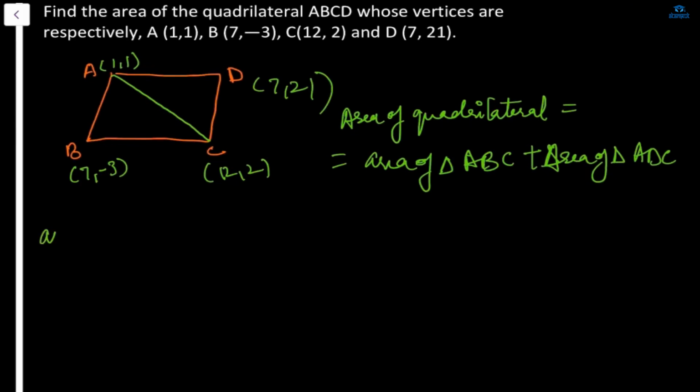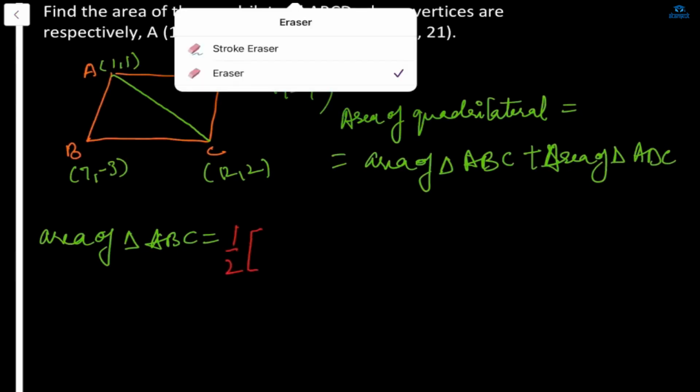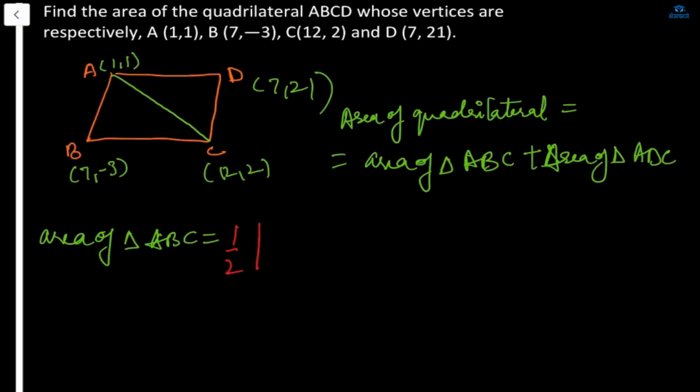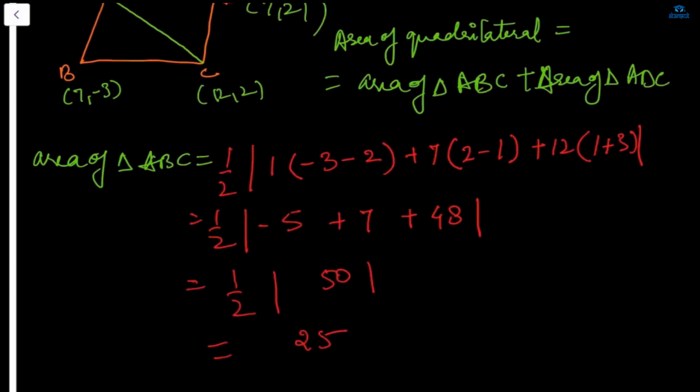The area of triangle ABC will be equal to half, and actually this will be mod, not a bracket. Now x1, and so on. So the area of this triangle will be 25 square units.